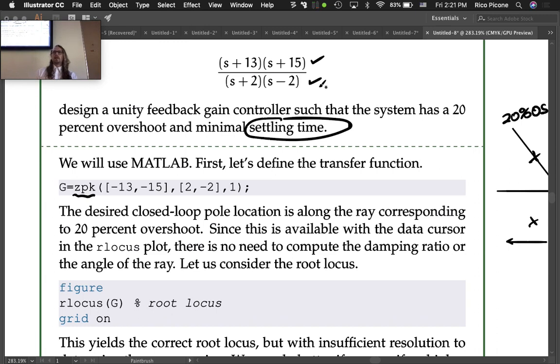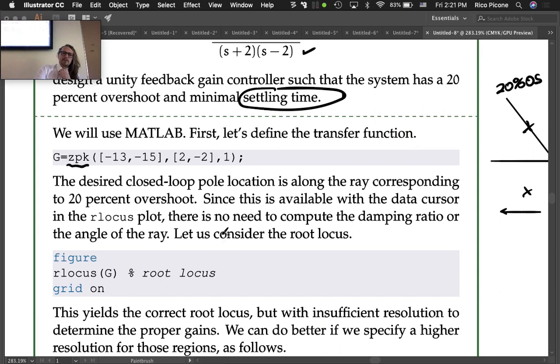Remember, second order approximation is based on a second order system with no zeros. This system has 2 zeros, therefore it's just an approximation. All right, so let's take a look. So desired closed loop poles along this ray corresponding to 20% overshoot.